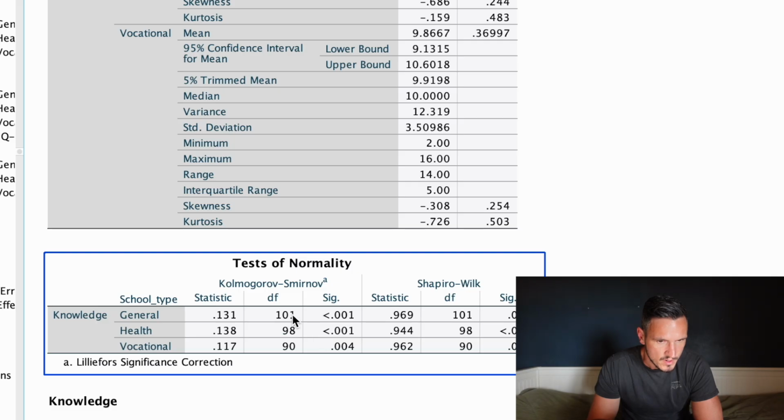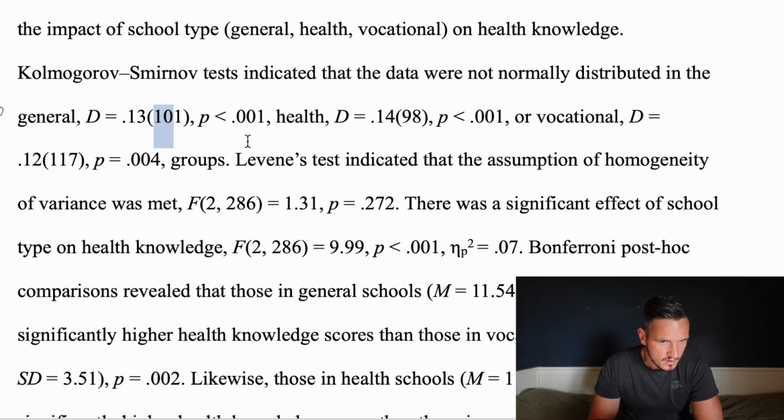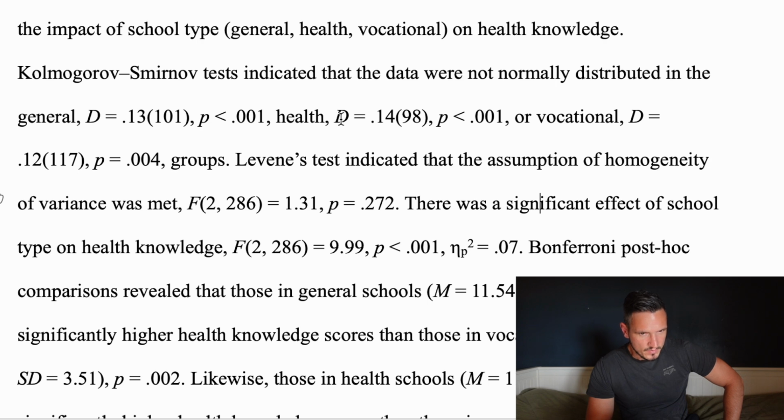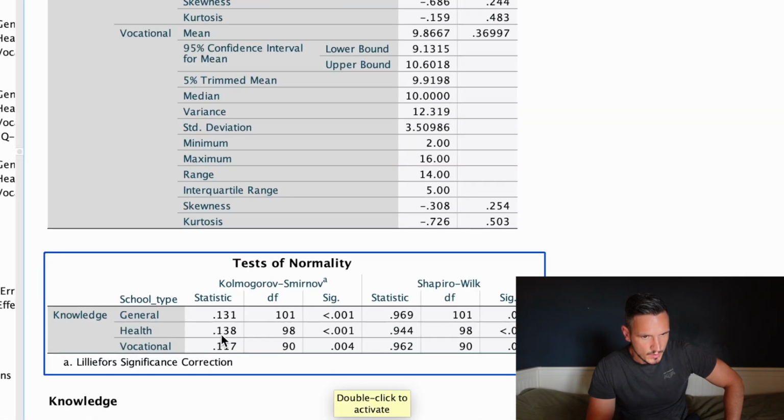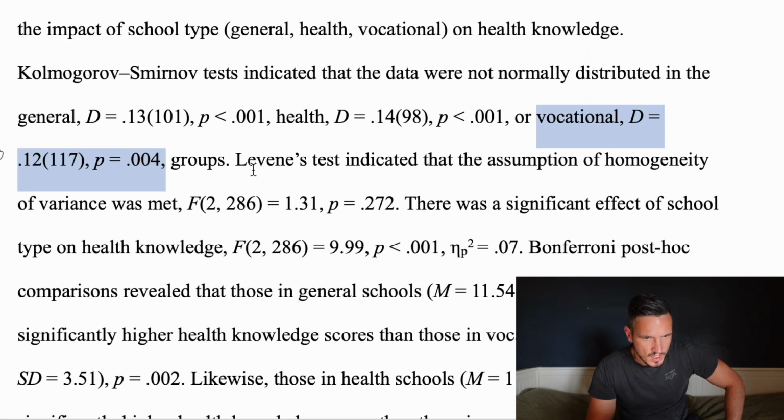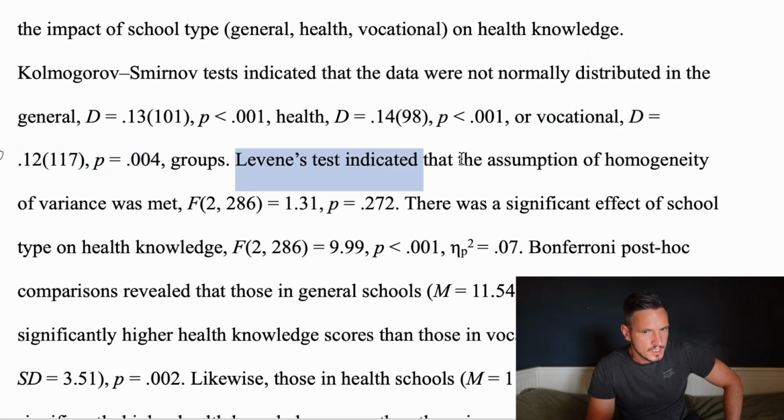And that's what we have here in this DF column. And we have this p or sig value of less than 0.001, and that's what we have here. And then we have the same thing here for the health group and the same thing here for the vocational group. So those are just the same statistics, but coming from these health and vocational rows instead of the general row. And next we have Levene's test indicated that the assumption of homogeneity of variance was met.